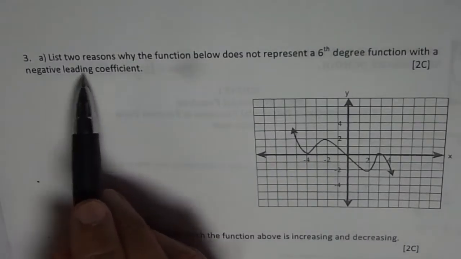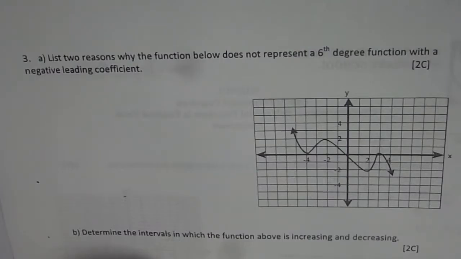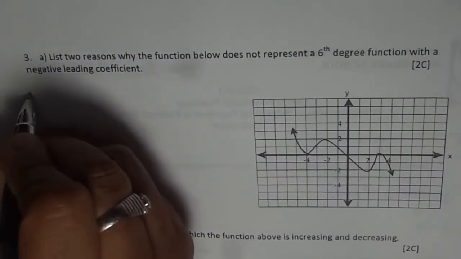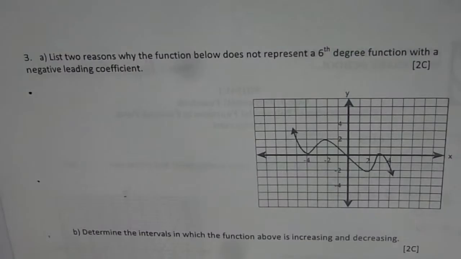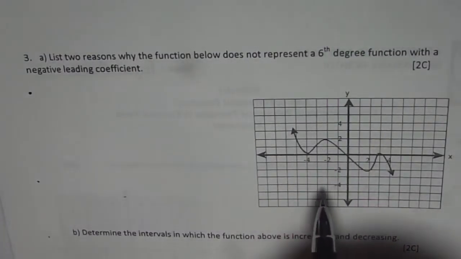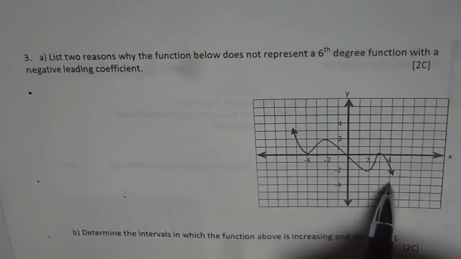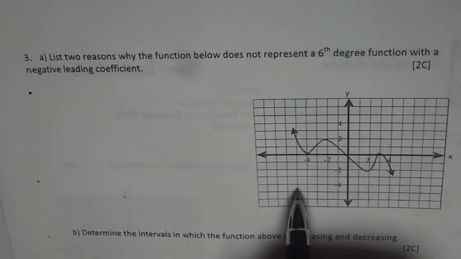Now, negative leading coefficient is okay since the graph is ending up in quadrant 4. But why is it not sixth degree? You need to provide two reasons for it, right? So let's look for the reasons. One of the reasons could be that for a sixth degree function, both sides should be on the same ends, right? That is the end behavior, correct? So that is the first reason.